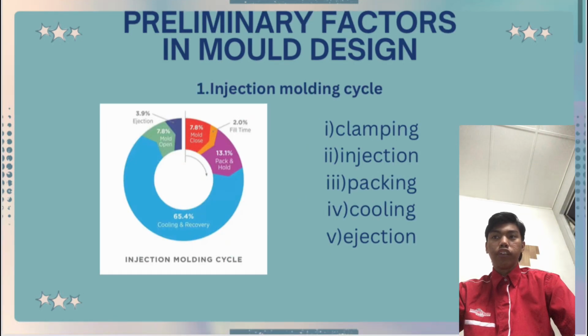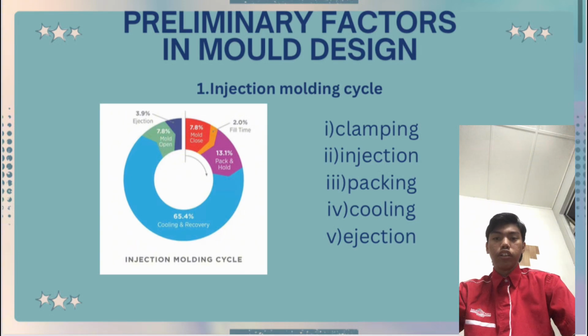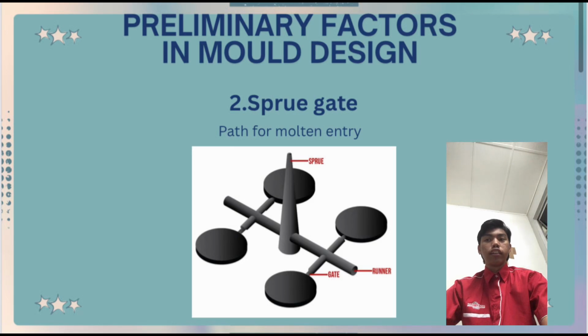Next, primary factors in mold design. First, injection molding cycle. The injection molding cycle has five steps. First, clamping. Second, injection. Third, packing. Fourth, cooling. And last, ejection. Second, sprue gate. Sprue gate is the part of molten entry.